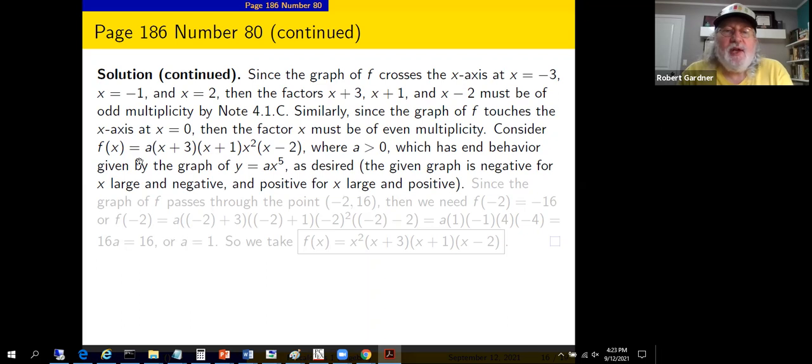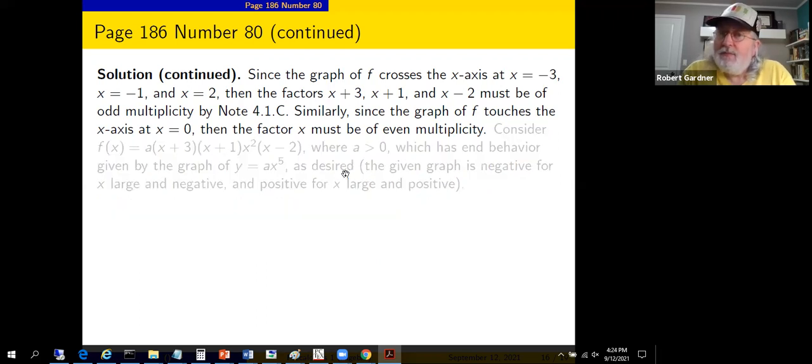Let's put a coefficient out front. That could be anything. It doesn't affect the x-intercepts. So we'll take this as a leading coefficient. We'll need a to be greater than 0, so that the end behavior, if you multiply all this stuff out, will give you a x to the 5th. What does a x to the 5th do when x is large in absolute value? On the positive side, it goes up, and on the negative side, it goes down.